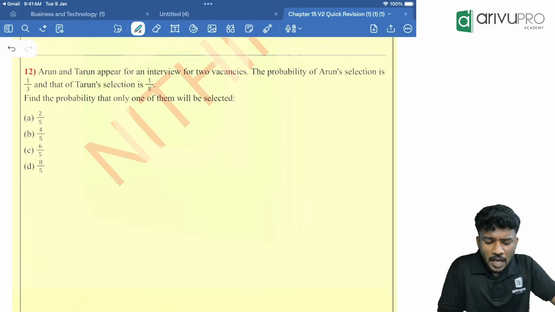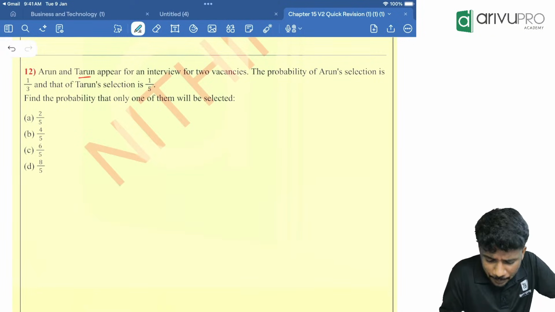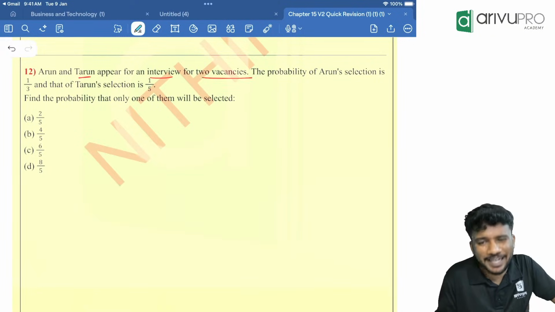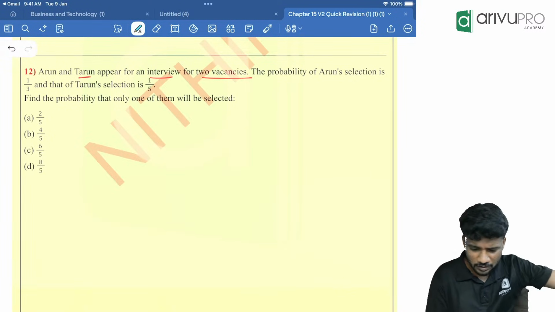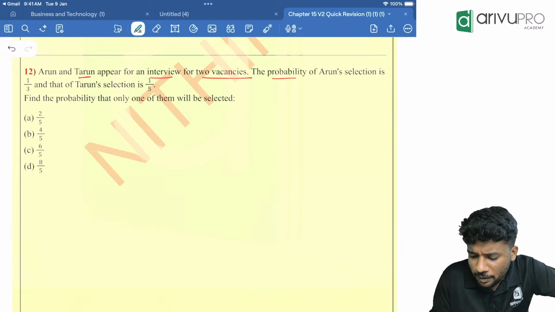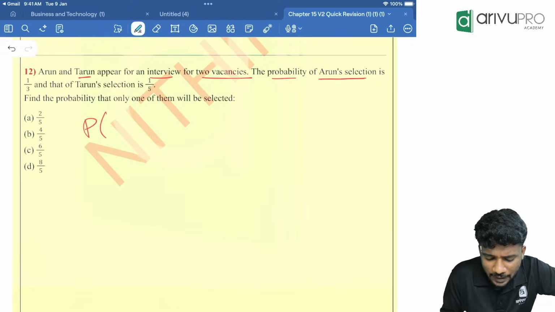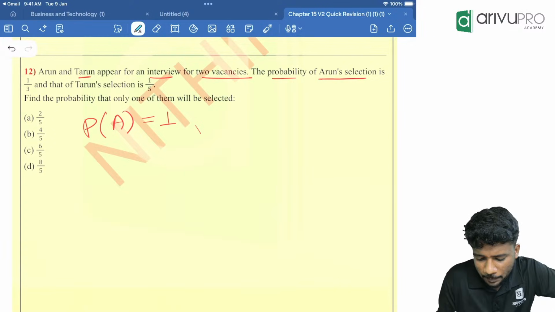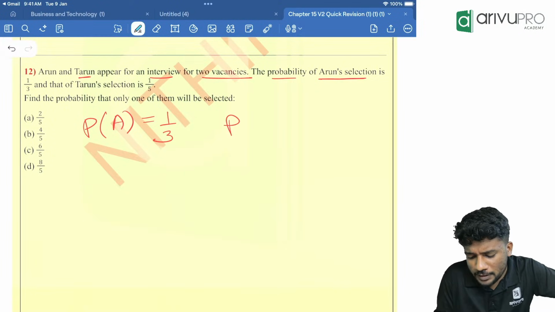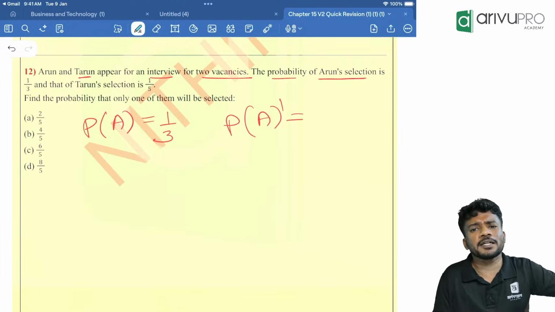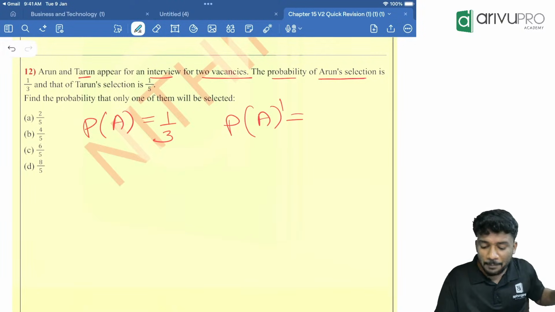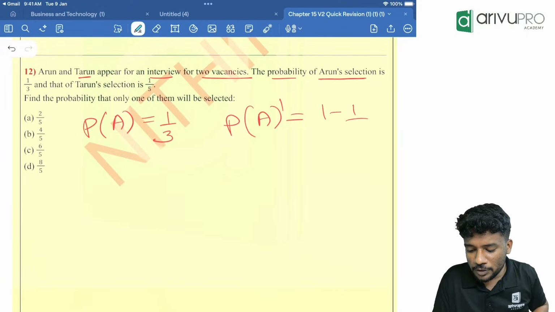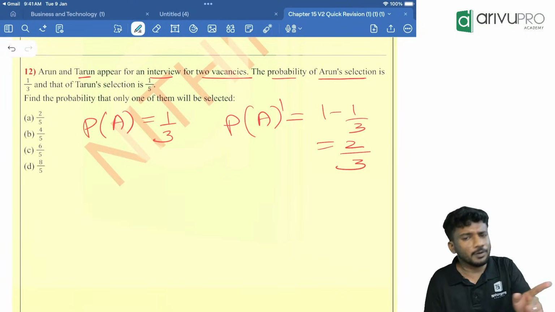Arun and Tarun appeared for an interview for 2 vacancies. Probability of Arun's selection, that means P of A, I am using A. P of Arun selection is equal to 1 by 3. Then what is the complement, Arun not getting selected? 1 minus 1 by 3, taking LCM, it will become 2 by 3.